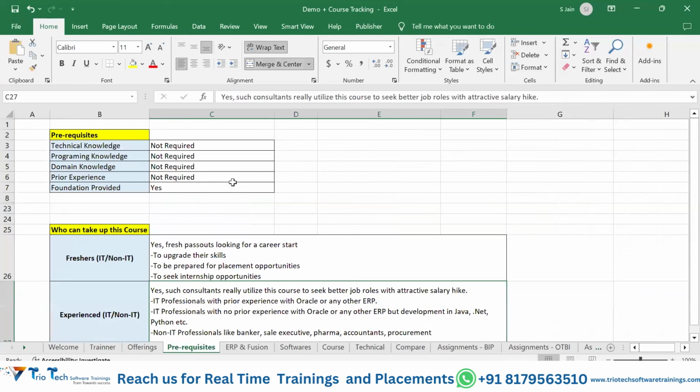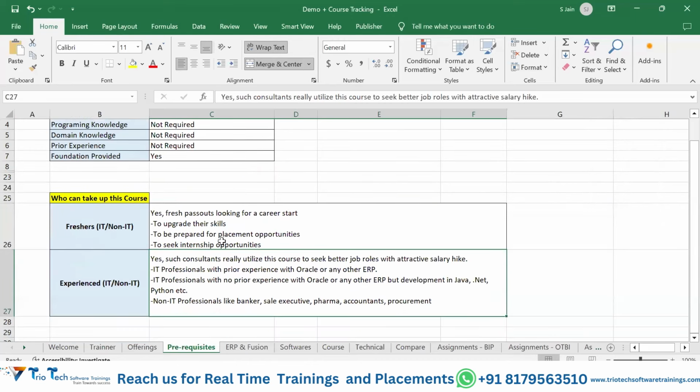Talking about the participants, mainly I can categorize them into freshers, who could be from an IT or non-IT background, and the other category, experienced professionals having 2 years to 10 or 15 years of experience, who might be from an IT or non-IT background.